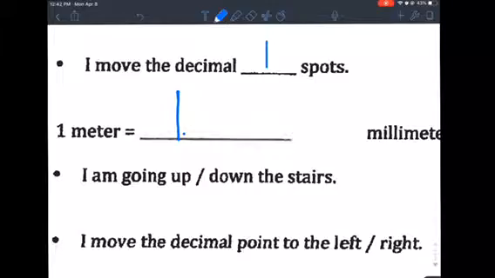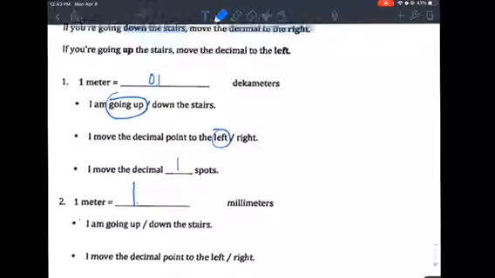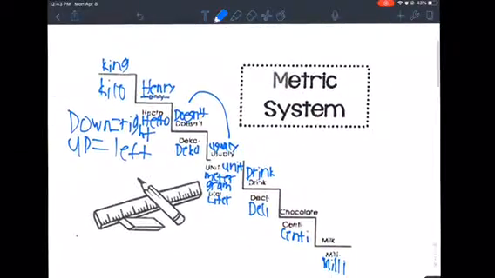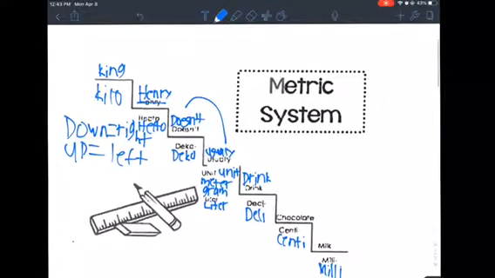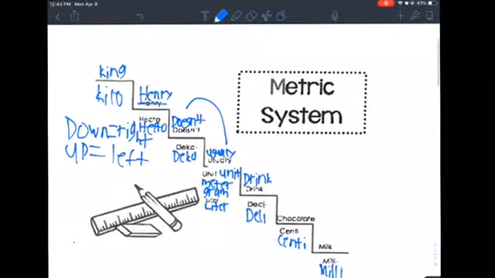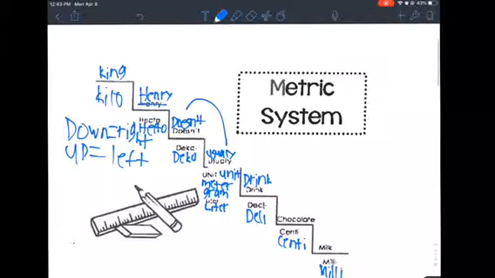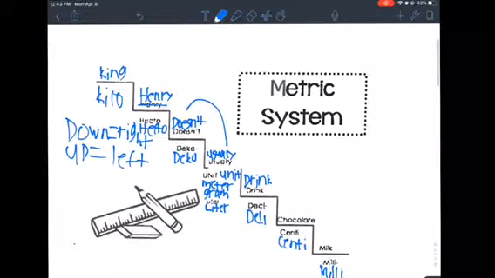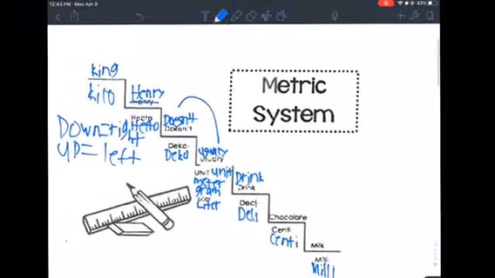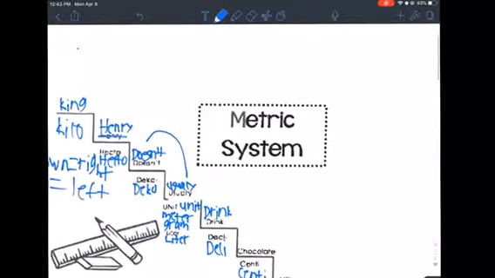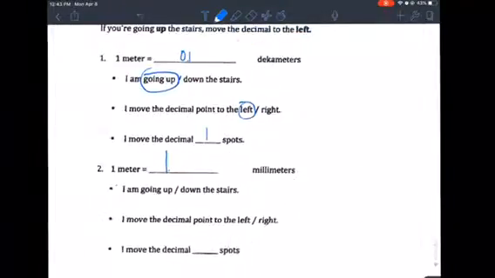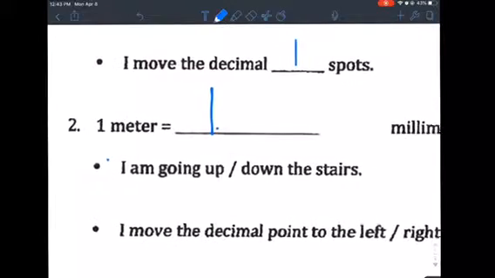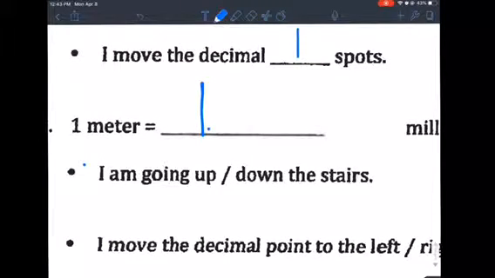Well, find your staircase. Okay? Meters is right here in the middle, correct? Someone tell me, is milli up or down the stairs? Raise your hand. Is milli up or down the stairs, Sergio? Okay, Sergio, count for me, sir. So how many times? 3. So this one, number 2, we're going down the stairs.